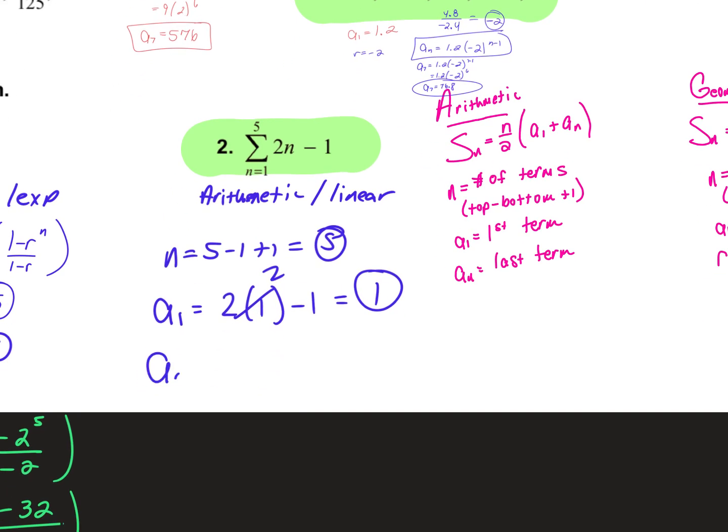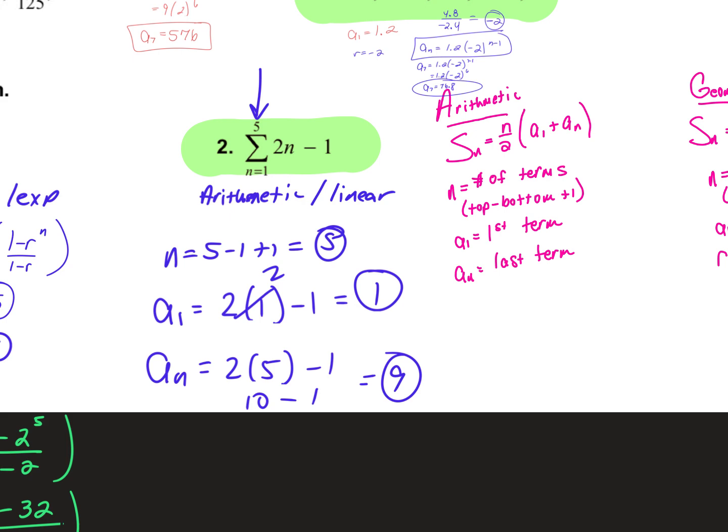And then I need to know the last term. What number am I plugging in to find the last term? I'm plugging in the top. The fifth term, I need to find the fifth term. So I'd say 2 times 5 minus 1. So 10 minus 1 is 9. The first term, you plug in the bottom number. The last term, you plug in the top number.